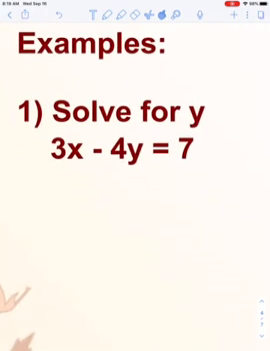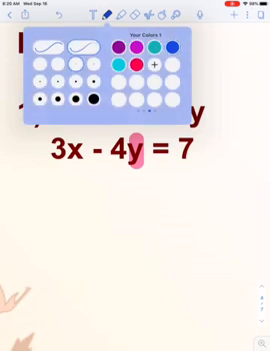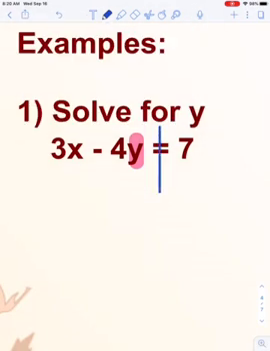So if we're looking at number 1 here, it says solve for y. If you look, you've got two different variables. You have x and y. They told us to solve for y, so I'm going to highlight the y. Right now, the y is not by itself. There's a lot of things over here on the same side of the equal sign as the y. The -4 is attached to the y, which means it's going to be the last thing that we move, just like solving normally. This whole term, 3x, needs to be moved to the other side.